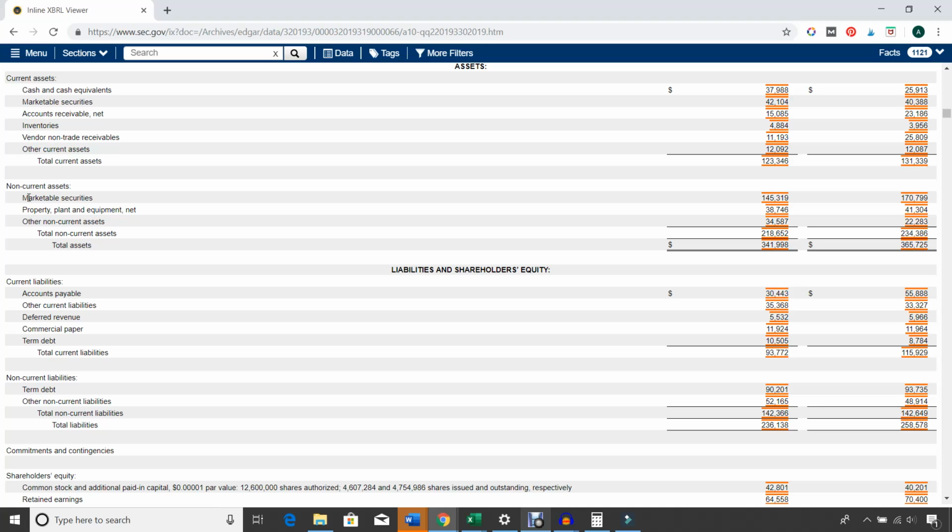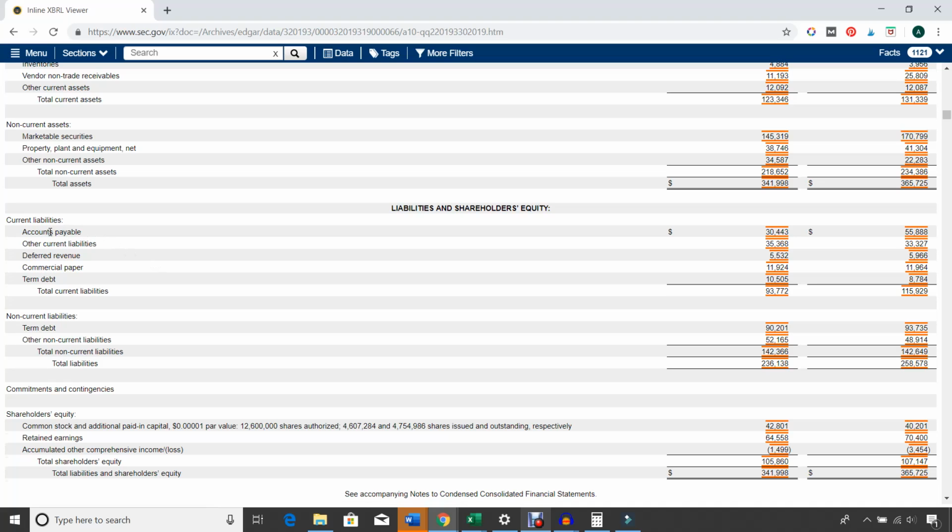So you have things like your marketable securities. So these are your long-term investments. You have property, plant, and equipment. So this is basically a very fancy word for the equipment of a business. So it includes stuff like any land you own, any cars that you own, any buildings, any office furniture, any computers, that sort of thing. So those are the most common types of non-current assets that you'll see.